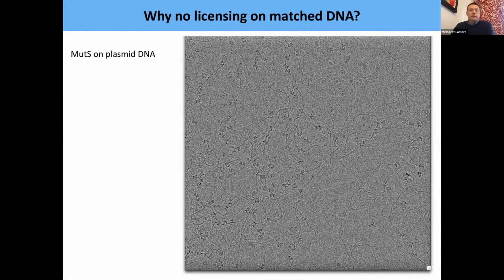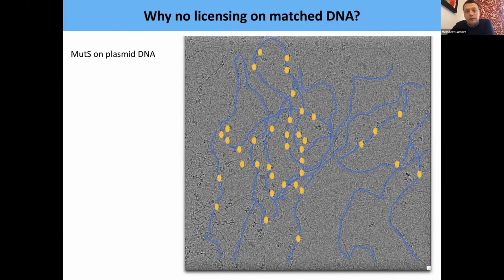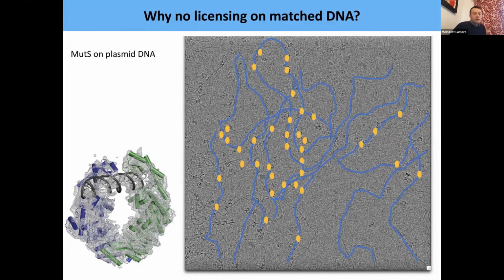So what we did here, and I hope you can see it, this is an electron micrograph of DNA molecules, long linearized plasmid DNA, with mutase molecules scattered all over the DNA like little beads on a string. And just to emphasize what it looks like, I've drawn in some of the DNA molecules, as well as the mutase molecules, which are scattered all over the DNA. And so from this micrograph and many more, we were then able to reconstruct the Cryo-EM map of mutase while it's scanning for DNA or for a mismatch.